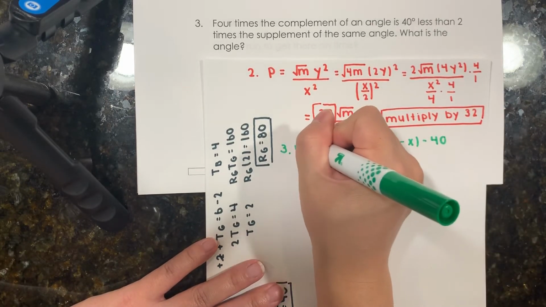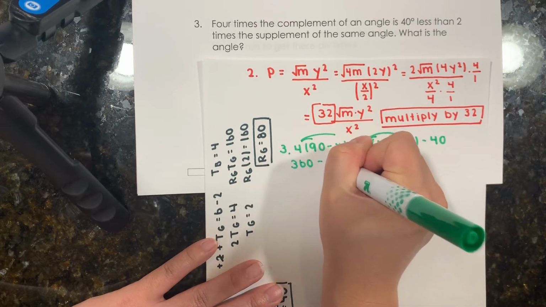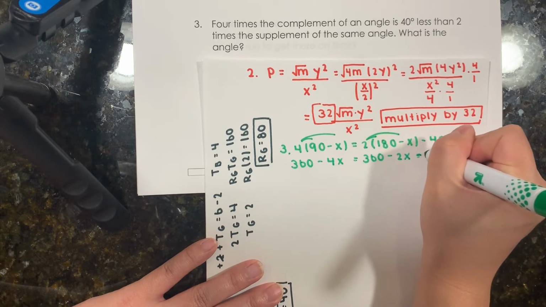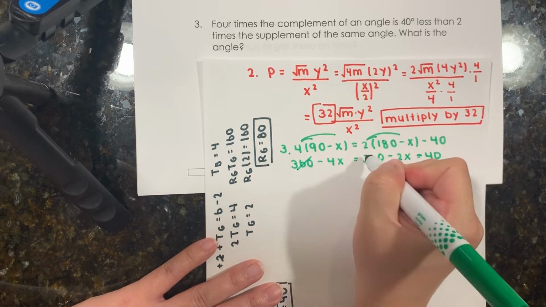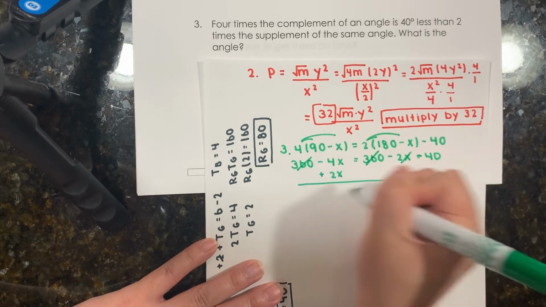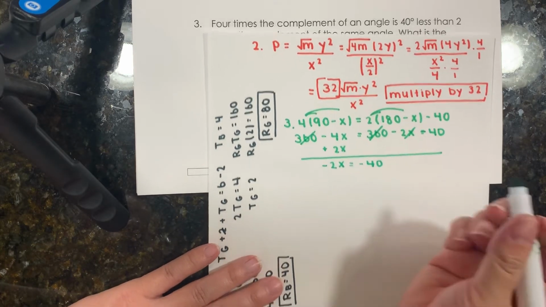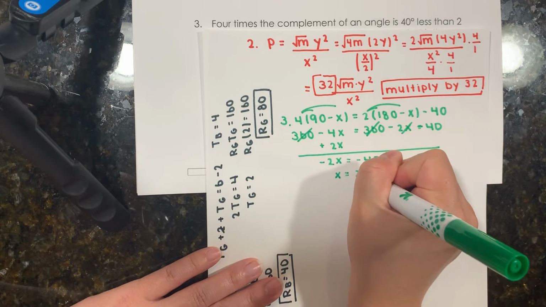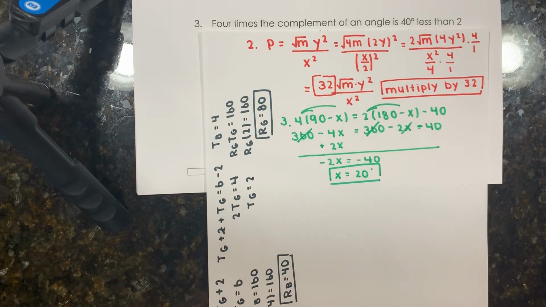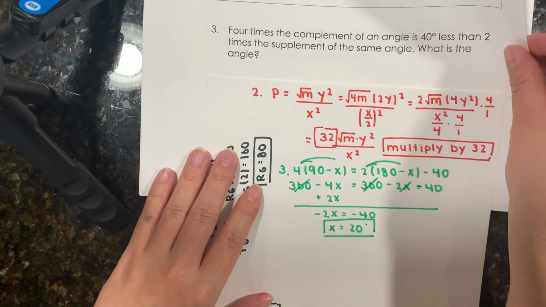Now if I distribute, I am going to get 360 minus 4x equals 360 minus 2x, minus 40. But if I see the 360 on both sides, those actually cancel. I'm going to move the 2x to the other side. And that would leave me with negative 2x is equal to negative 40. So therefore, after division, x is going to be equal to 20. Okay, so for that one, it was just complement is 90 minus x. Complement is the right, to give someone a complement is the right thing to do. So that would be the right angle, which is 90.